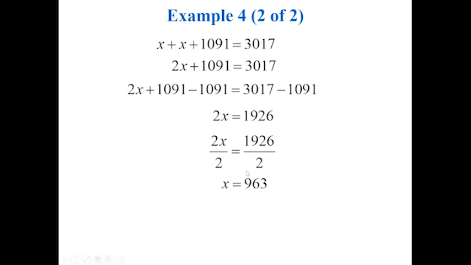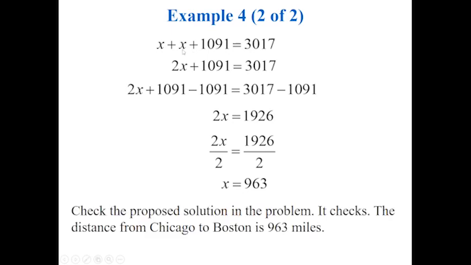When we're doing word problems, we always are able to check by taking our answer and plugging it back in to the original equation. And if we do plug 963 back in for x, we get 3,017. So it does check. That means the distance from Chicago to Boston is 963 miles. Let's look at another.